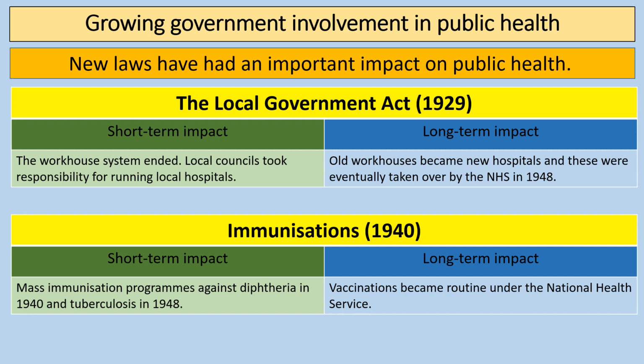The Local Government Act of 1925 ended the workhouse system and local councils took responsibility for running local hospitals. Old workhouses became new hospitals and they were eventually taken over by the NHS in 1948. Immunisations were brought in 1940, so there was a mass immunisation programme against diseases like diphtheria, for example, in 1940, and tuberculosis, or TB, in 1948. Long-term impact, vaccinations became routine under the National Health Service.